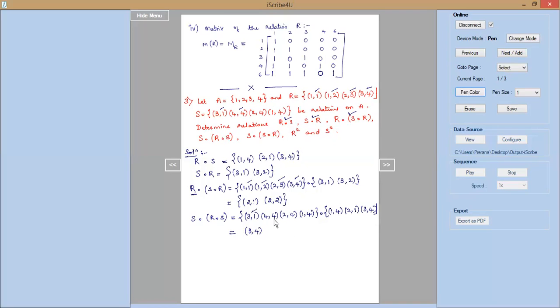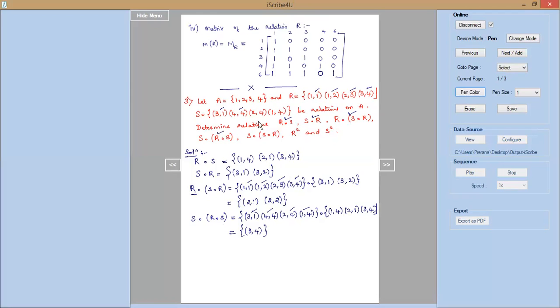Next (4,4). This is ending with 4. There are no elements starting with 4 here. So with (4,4) I cannot make any other composition. So (4,4) work is over. Similarly this is (2,4), ending with 4. There is no element starting with 4. (1,4) also has no element starting with 4. So (2,4) and (1,4) work is also over. So this is the only element that is there in S composition R composition S. This was the fourth sub question for us.